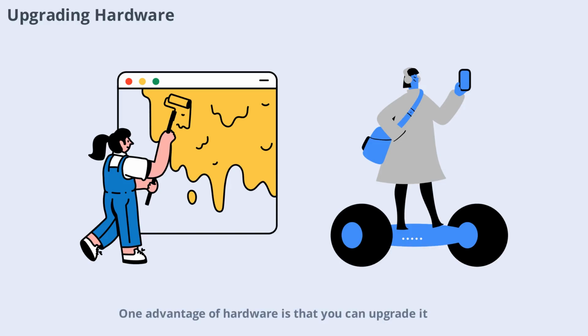One advantage of hardware is that you can upgrade it. If your computer is running slow, you might add more memory or replace your hard disk with an SSD. Upgrading hardware can improve performance and extend the life of your computer, making it a smart investment.